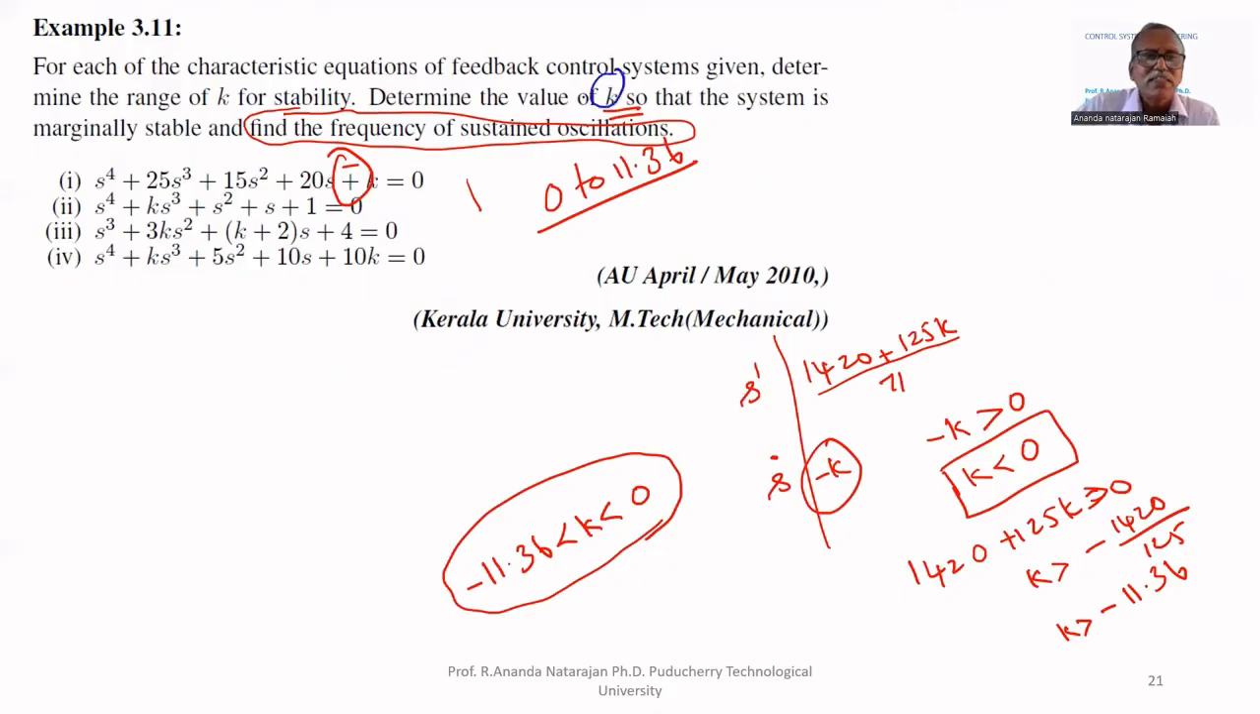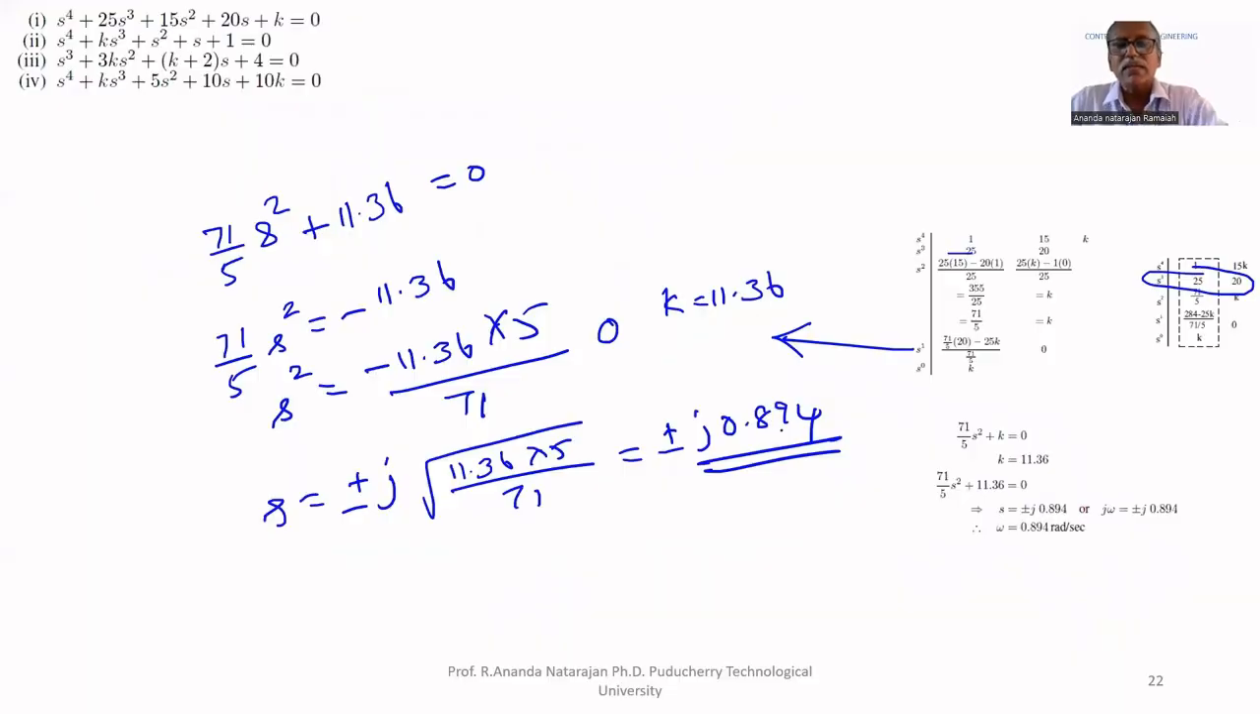For what value of k is the system marginally stable, and find the frequency of sustained oscillation. To find the frequency of sustained oscillation, make the s power 1 row 0. For that, you have to find the value of k, so you will get a row of 0. Then consider the auxiliary equation from the s² row and find omega. That is the procedure to find poles on the j omega axis. The omega value is 0.894.